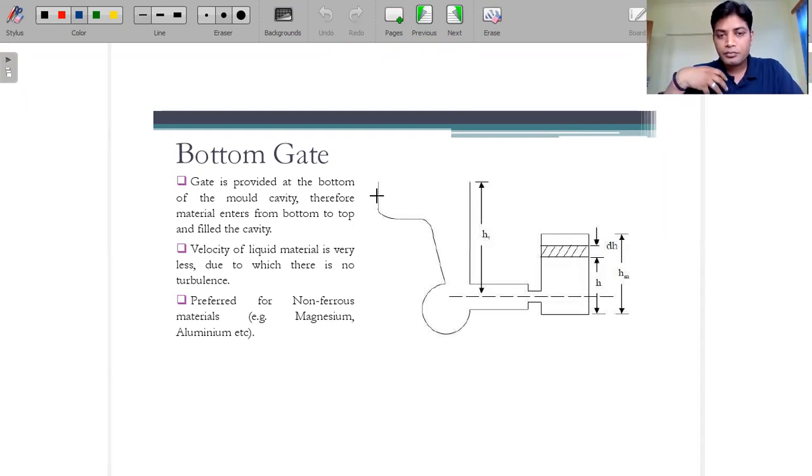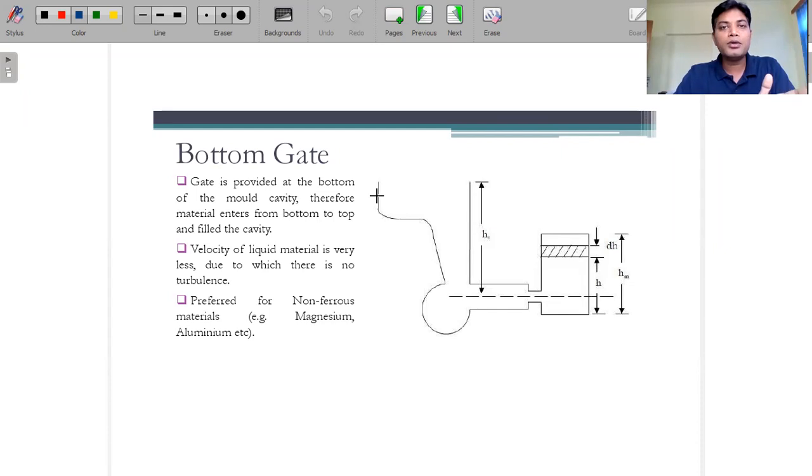Okay, so when we are using this one, how much time will be calculated, meaning how much time is required to fill the mold cavity so that there will be no turbulence. No turbulence means the casting in the mold cavity will be very good, very smooth and very fine. So for that only we are designing. So what we are calculating, we are calculating the time.